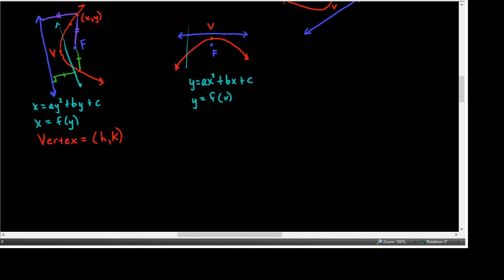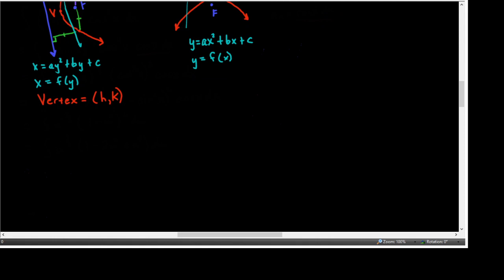Now, we could derive the equation of the parabola using the distance formula from focus to xy and then from xy to the line. And we could go through all that, but I'm not going to do that in this course. That's something I generally talk about more in pre-calculus. So let me just tell you what the equations are in standard form.